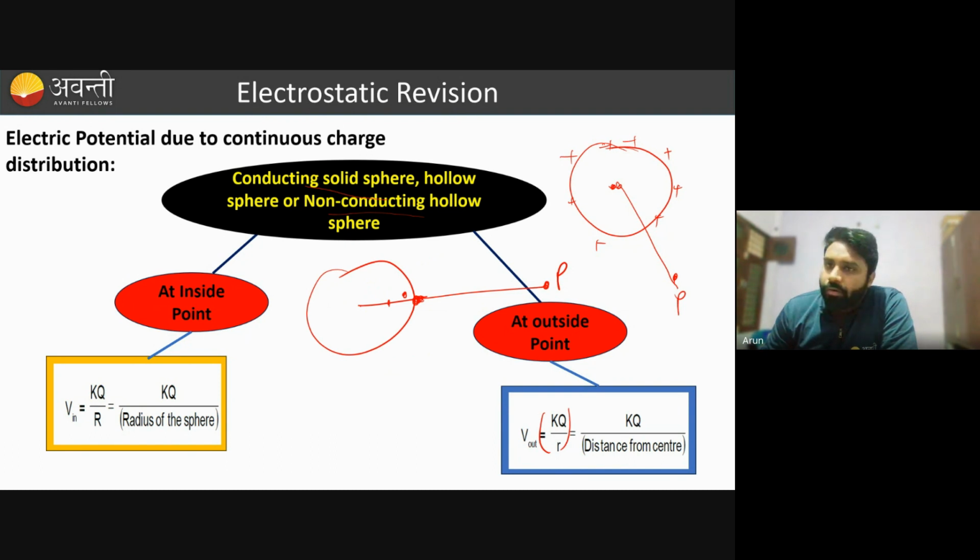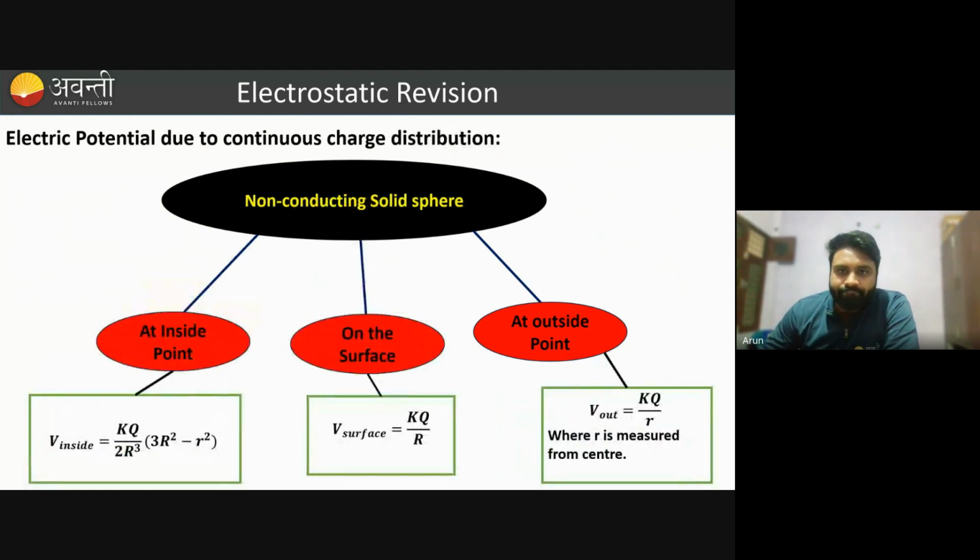So it is kq upon capital R, which is the radius of the sphere, and it will remain constant throughout any point. At the center also, it is kq upon R. Got it? Now, for a non-conducting solid sphere.